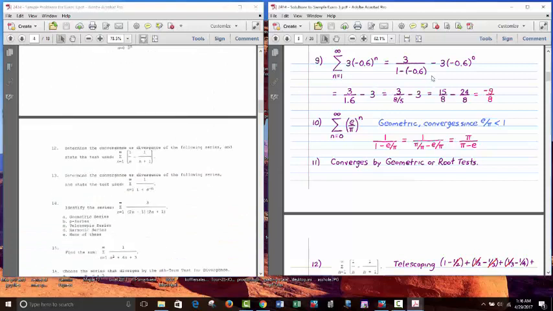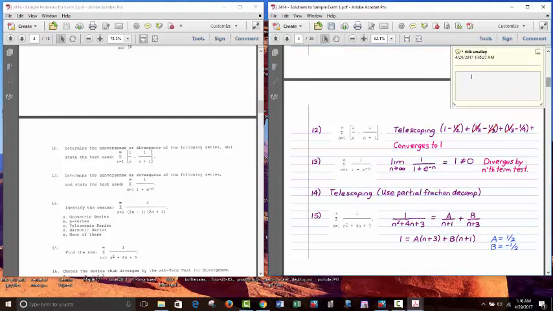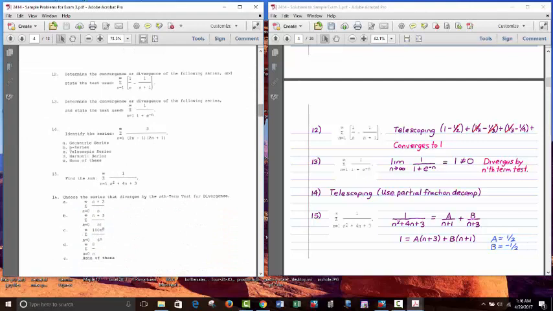Let's come down here and take a look at number 12. We have 1 over n minus 1 over n plus 1. That's a telescoping series. Telescoping series always converge. So I'll have a problem where you find the sum of the telescoping. And this one, the rule of thumb on this also applies to number 15. So I'll use it again when we get to that one.